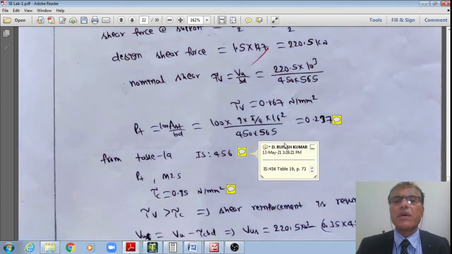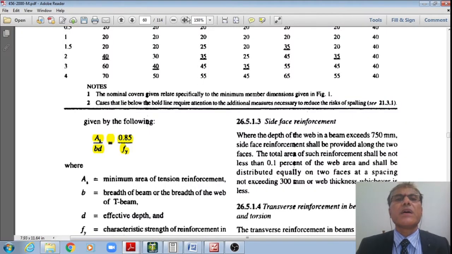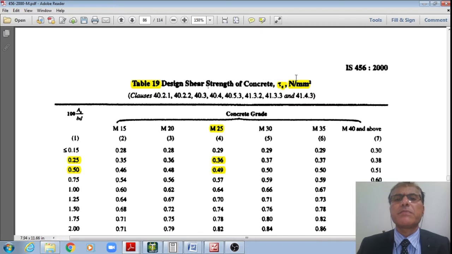Now I'll go to IS 456 Table 19, page number 73, student, right? Page number 73. Therefore, from this table, Table 19, which is giving the design shear strength of the concrete, design shear strength of the concrete from IS 456 2000, right?